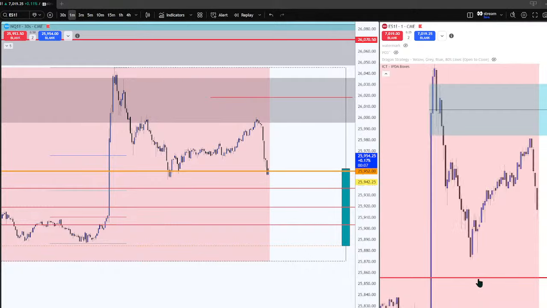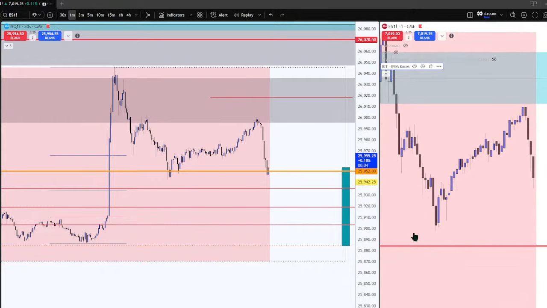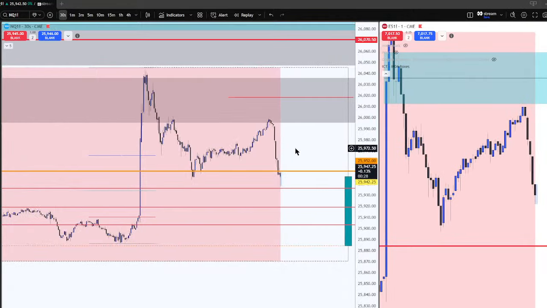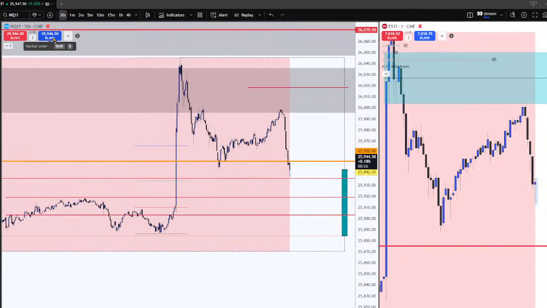All right, so will we get a cracking correlation? Will one of these assets drop down, break the low, or are they both going to? So there they both go. We got to tap that red line there.